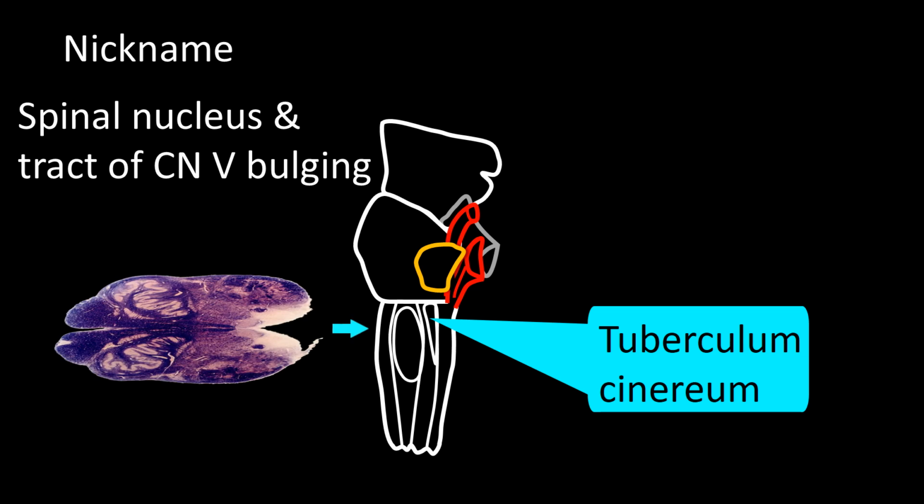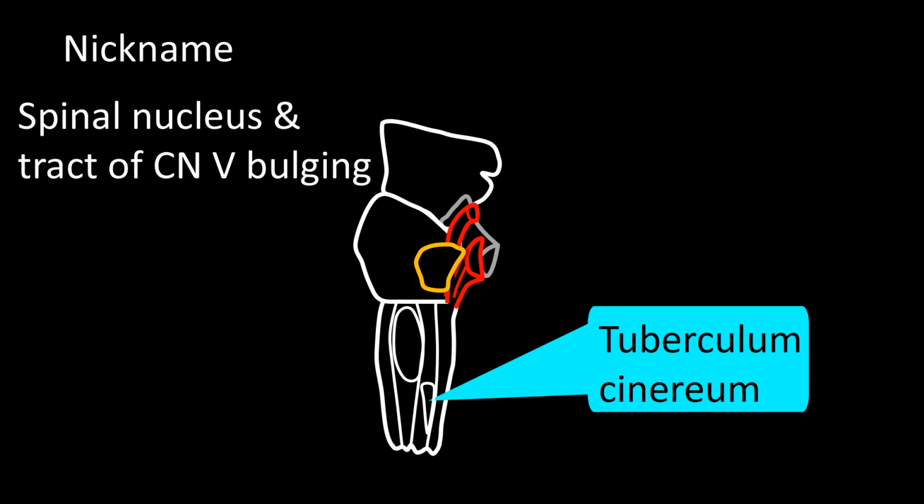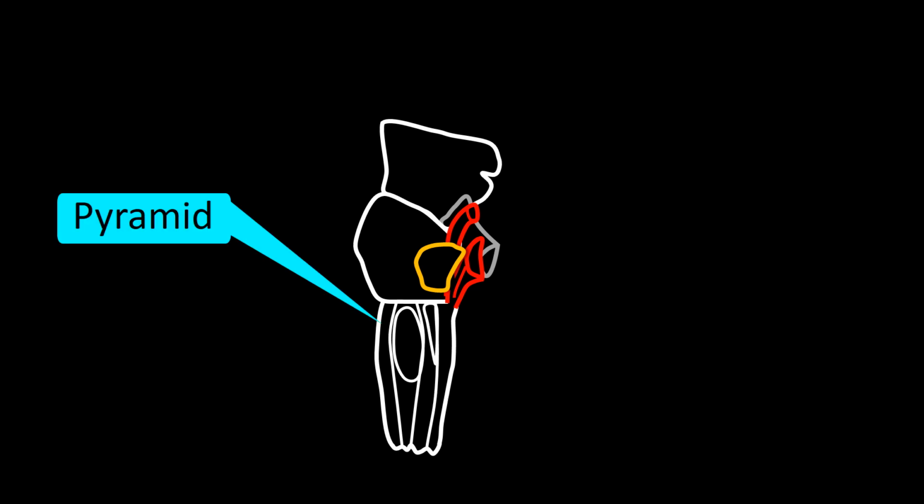cranial nerve 5. A cut of the medulla at this level still shows the nucleus and the tract of the 5th cranial nerve. The tuberculum cinereum is often represented below the olive. Just in front of the olive, we find the pyramids.